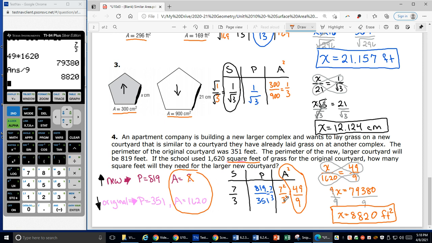Hopefully that all made sense. If you have any questions about using your SPA table or coming up with your ratios, either from a scale factor to a ratio of areas or from a ratio of areas to a scale factor, make sure you're asking during class, during your sync time if you're virtual, or during class if you're in person.